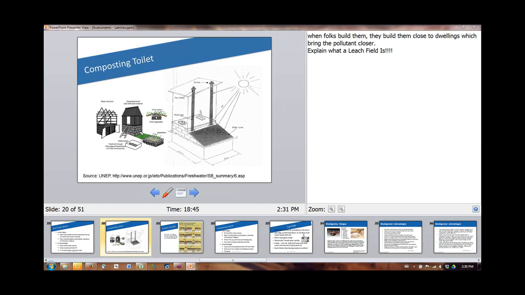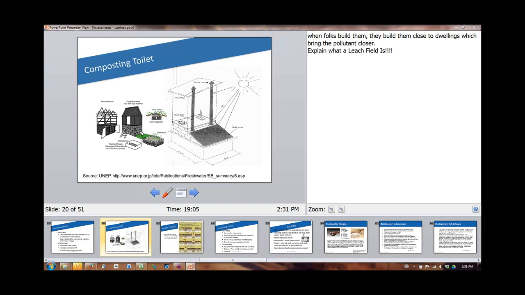All right, the last one here is the composting latrine. As you can see, here's a couple options, different looks at it. What you can see here is basically it's off the ground, so these are good for where you have a high water table. And you have two sides. Both of these have two sides.